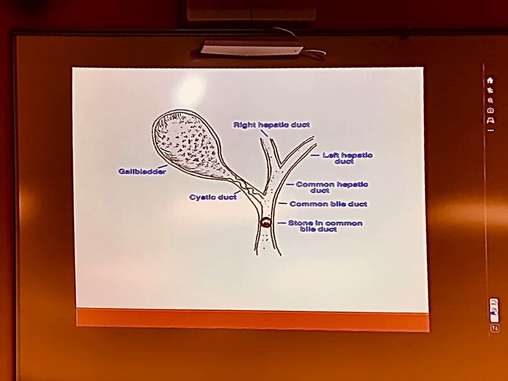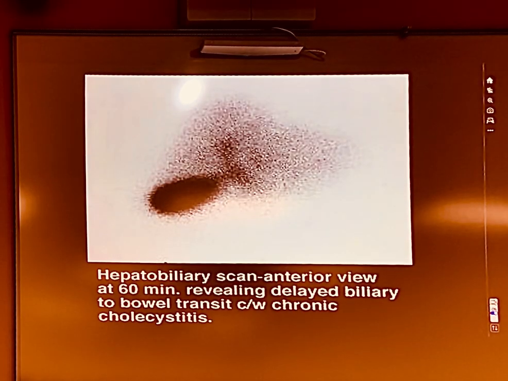And then if it blocks at the cystic duct, you will see the liver and bowel. It does not pass go, it does not collect 200 dollars. So this is a 60-minute picture with delayed biliary to bowel transit.